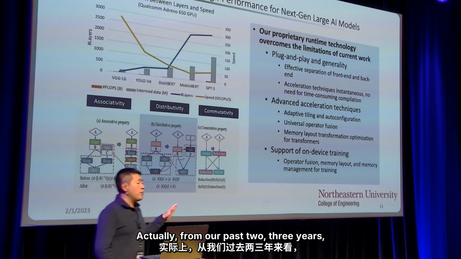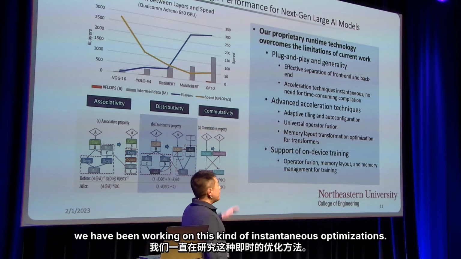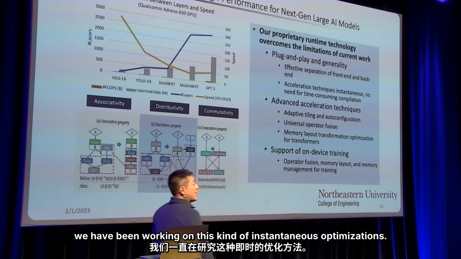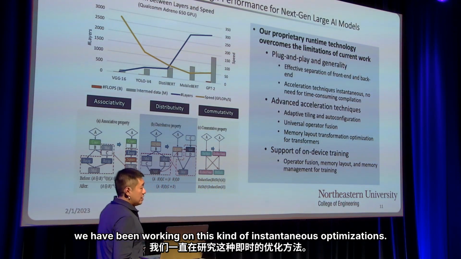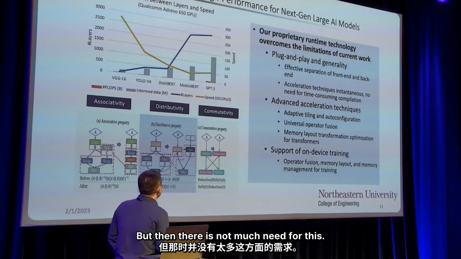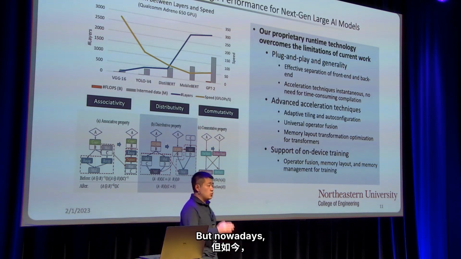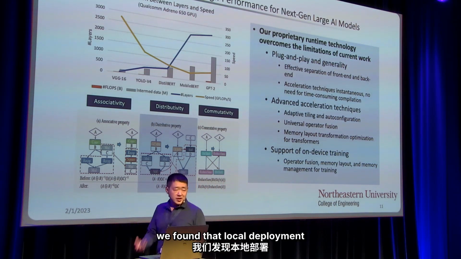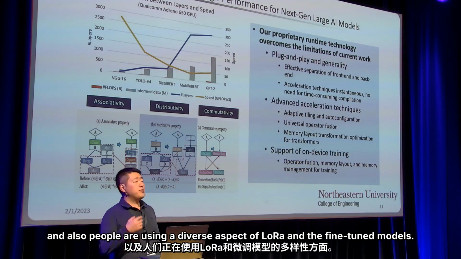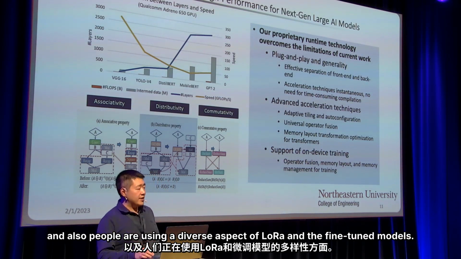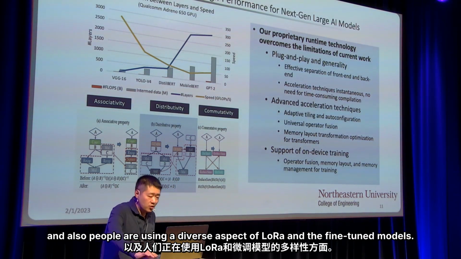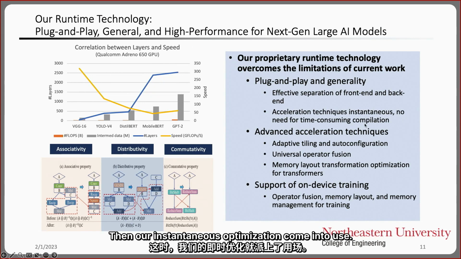Actually, for the past 2-3 years, we have been working on this kind of instantaneous optimization. But then there was not much need for this. Nowadays, we found that with local deployment, people are using a diverse array of LoRAs and fine-tuned models, so our instantaneous optimization comes into use. Our instantaneous optimizations are multifold.